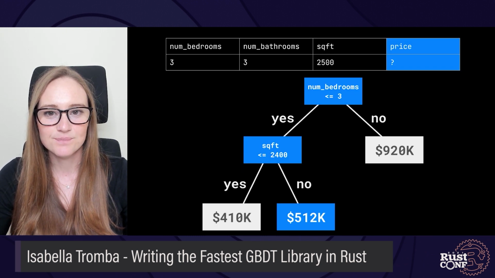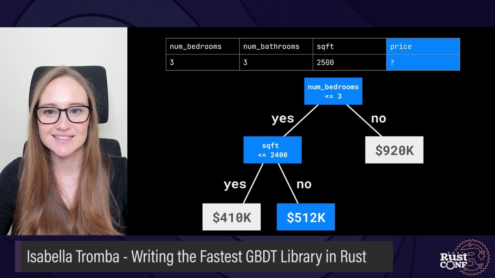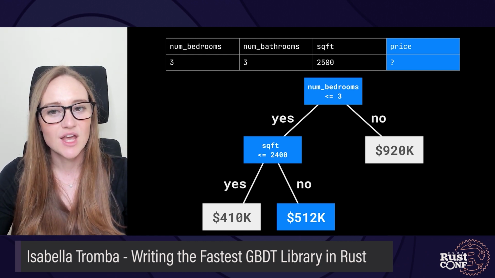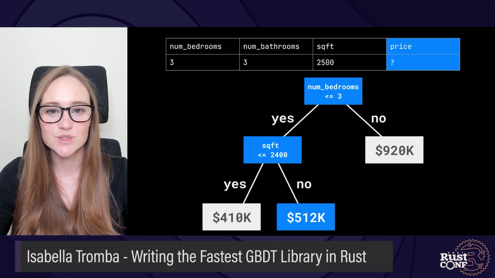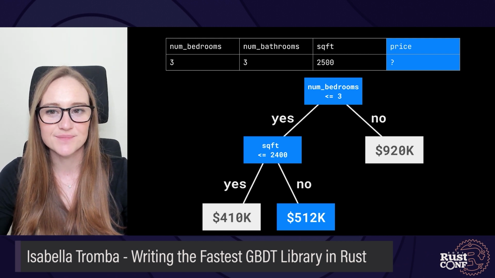Here's an example. We have a house with 3 bedrooms, 3 bathrooms, and 2,500 square feet. Let's see what price our decision tree predicts. Start at the top. The number of bedrooms is 3, which is less than or equal to 3, so we go left. The square footage is 2,500, which is greater than 2,400, so we go right. And we arrive at the prediction, which is 512,000.